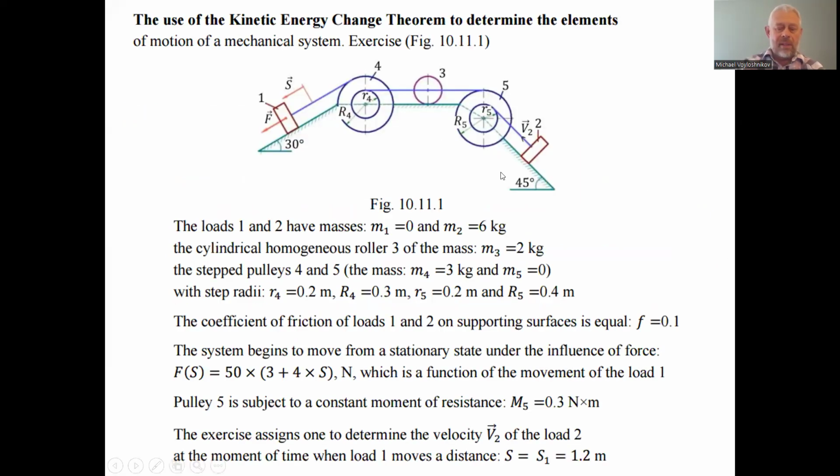We have a mechanical system consisting of the definite elements indicated on figure 10.11.1. The first element is a so-called weightless load. We have a force applied here, an external force assigned here. The force depends on the location S of this first load on the surface inclined at 30 degrees. This force F equals 50 multiplied, in the brackets, by 3 plus 4 multiplied by S.